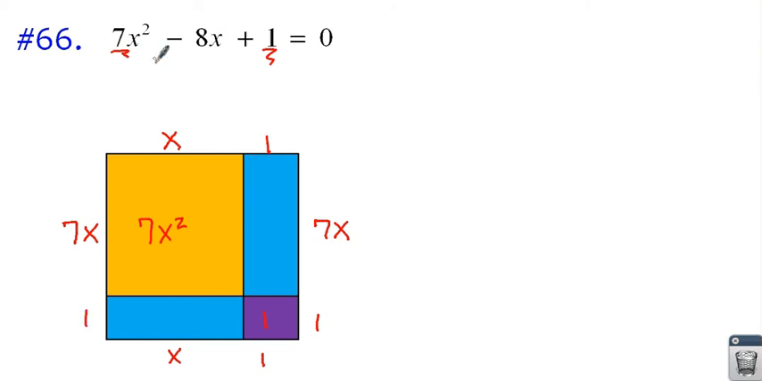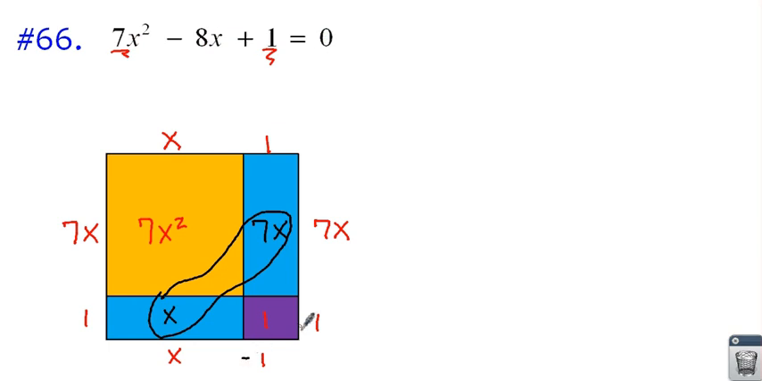Now we can determine the area of the blue boxes. Length times width gives 7x. Length times width gives 1x. And we see that 7x together with 1x makes 8x. Whoops, I must have made a sign mistake somewhere or wasn't paying attention. So let's see if we can fix that.